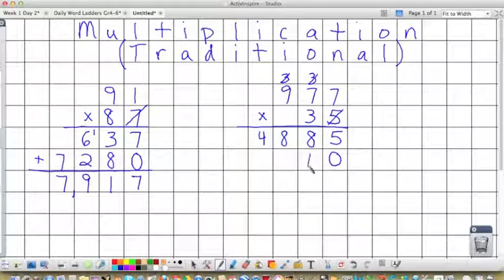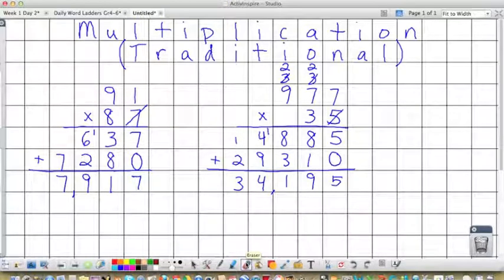7 times 3 is 21. Plus this 2 is 23. We put our 3 up here, and we carry the 2. And we have the hundreds place times the tens place. 9 times 3 is 27. Plus 2 is 29. And then we go through and we add them up. 11, 14, and 3. So 977 times 35 is 34,195.